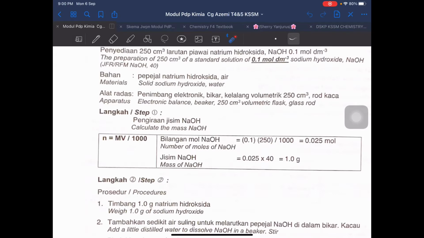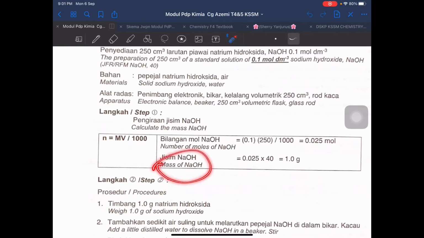Why you need to bahagi 1000? Because this is in cubic centimeter, bukan desimeter padu. Kan? You need to change it to cubic decimeter. Because ini formula mesti dalam dm padu. Faham kan? I explained in the previous subtopic already. So you got 0.025 mole.